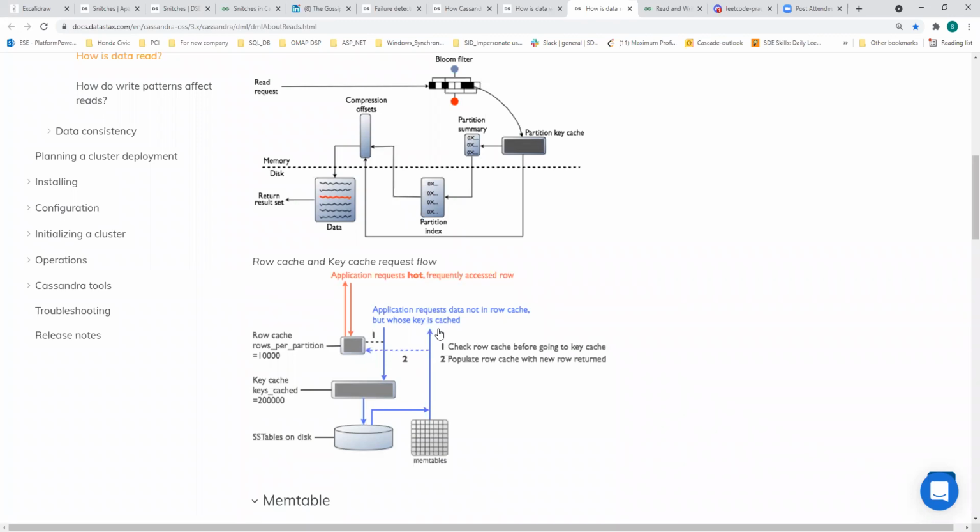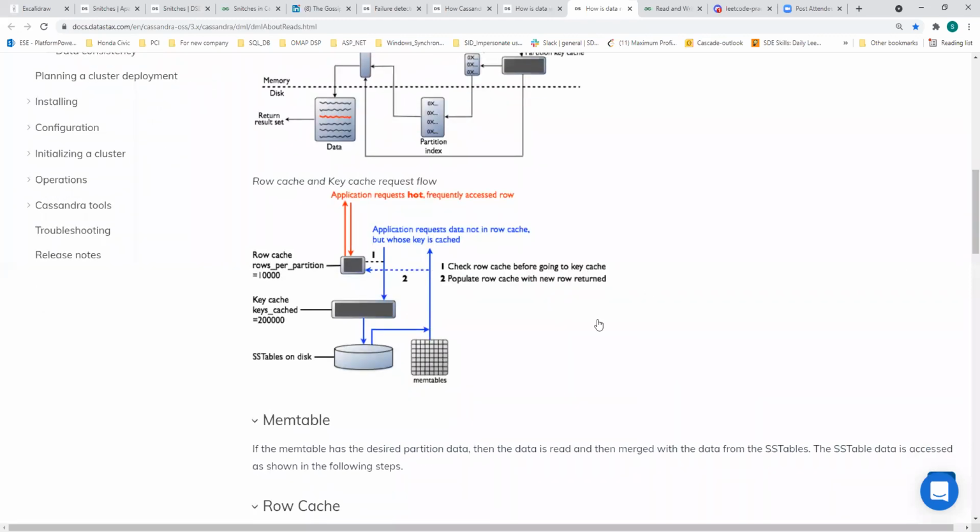Yeah, so there are different paths, and it's more complex. That is the way it is trying to depict this picture. So even if you have a row cache and a key cache, you can have multiple SS tables on a disk, and then that information will also be in the mem tables. And also we know that it's append only everywhere.